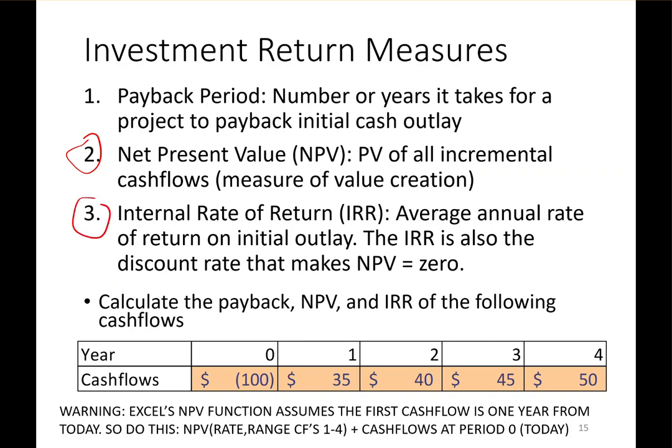You can think of it as the average rate of return on the initial cash outlay. Another way of thinking about it, it's also the discount rate that makes the NPV equal to 0.